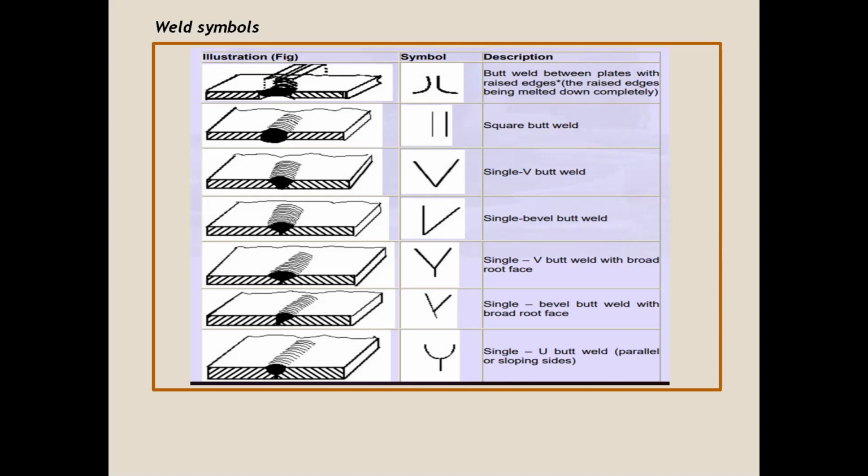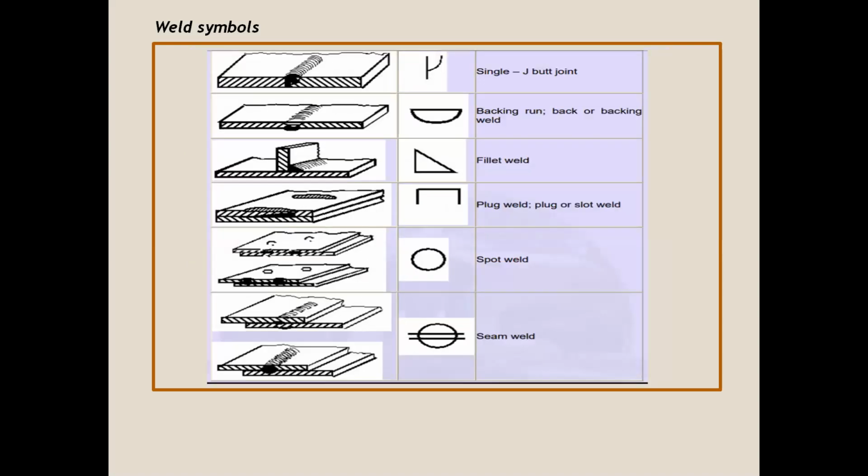These are the symbols for welding connections, to connect two plates in the same plane. These are the types of symbols and types of welds. And the single J butt joint. Another one is the backing run, the back or backing weld. That is the symbol of the second one. Backing weld. And the third one is the fillet weld.